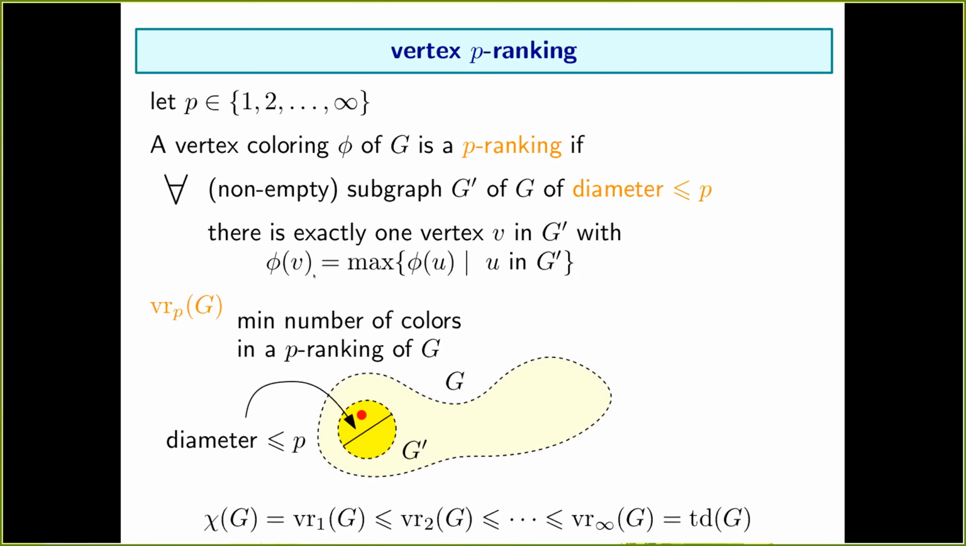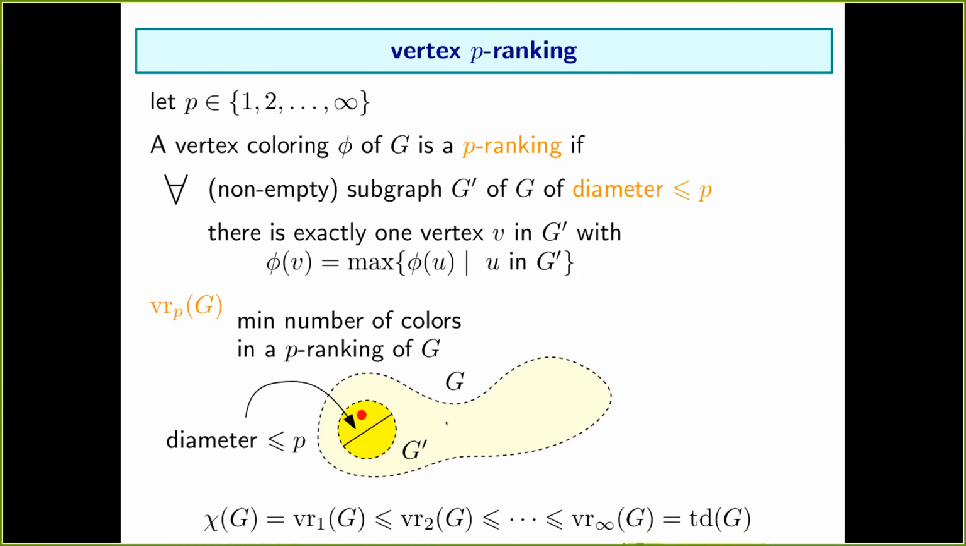So you see that we are playing with the definition of the vertex ranking. We don't require the maximum value to be the center all the time. We just want it for all connected subgraphs, for connected subgraphs of small diameter. And this diameter p is the thing that grows when we grow the parameter p. So in infinity, obviously, this will be just the vertex ranking number. So this parameter, the p-ranking chromatic number, is the minimum number of colors in a p-ranking of our graph.